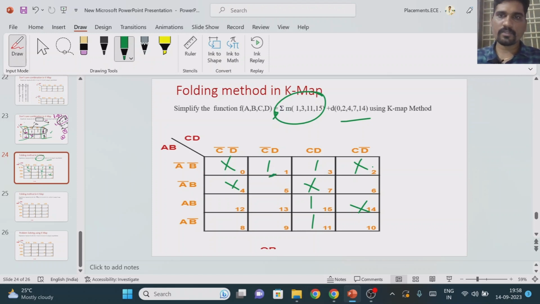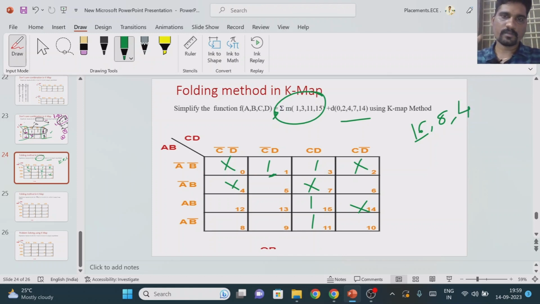What is the first possibility we need to consider? Grouping of 16 ones. Is there any 16 ones including the don't care combination? No 16 ones, right? Next we need to try to group the 8 ones. For this one you try to see, is there any 8 adjacent ones? That is the meaning of this. Is there any 8 adjacent ones, guys? No.